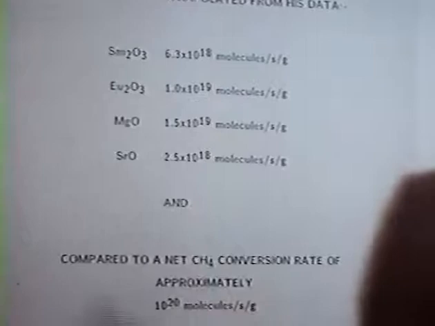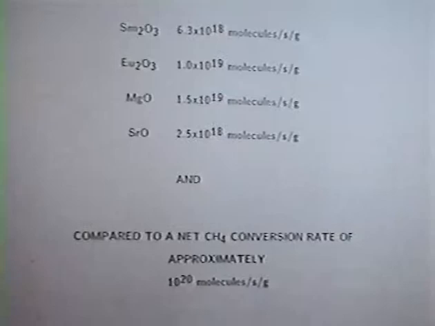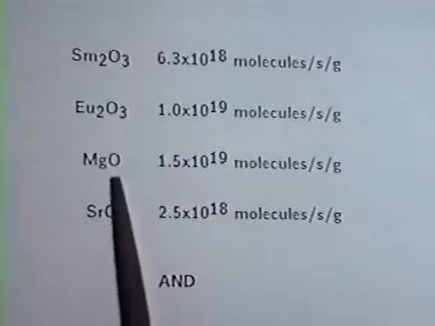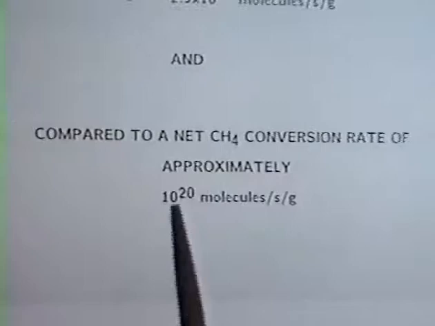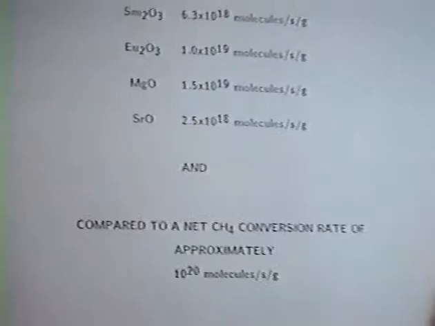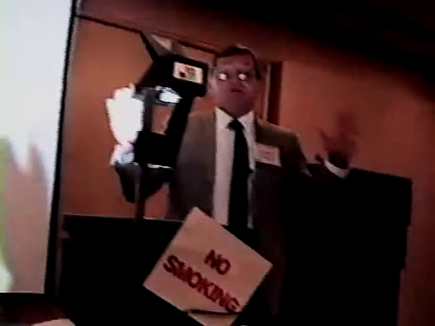These are some first order exchange rates which are extrapolated from his data. Now, these values are probably not more accurate than an order of magnitude because I'm extrapolating from about 300 degrees centigrade right up to 700 degrees centigrade from his Arrhenius data. But for samarium oxide, 6 times 10 to the 18th molecules per second per gram, europium, 10 to the 19th, magnesium oxide, 10 to the 19th, strontium oxide, 10 to the 18th. And we can compare that with a net methane conversion rate of about 10 to the 20th molecules per second per gram on our samarium oxide catalyst. So the oxygen exchange rate of the catalyst and the methane decomposition rate are at least of the same order of magnitude.